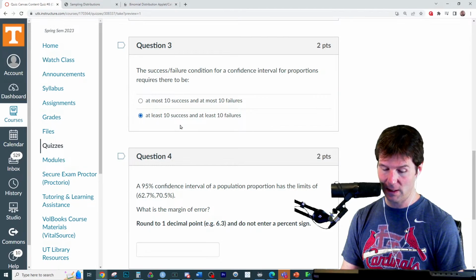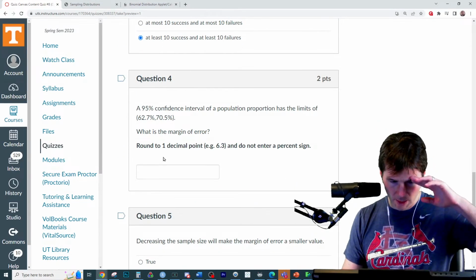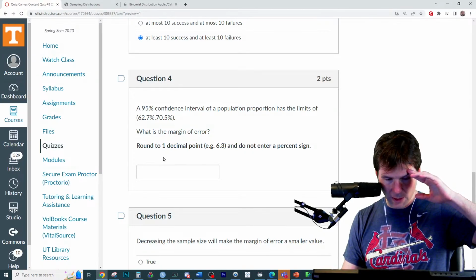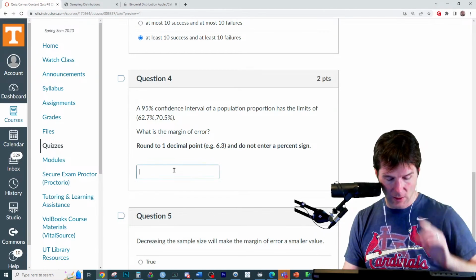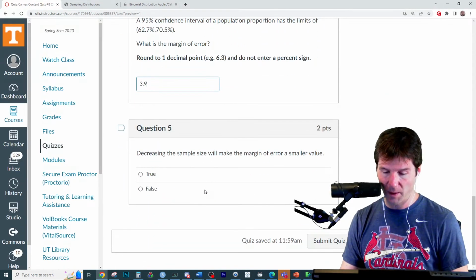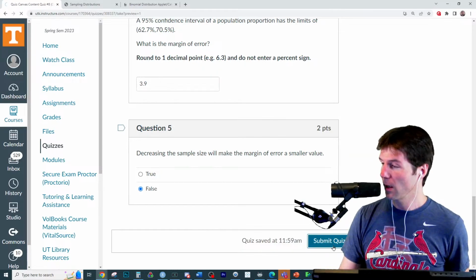We wanted at least 10 successes, at least 10 failures. Take half the length of this interval. I'm going to estimate in my head. That is 8.8, I believe. No, it's 7.8. 7.8 divided by 2 is 3.9. We're guessing. Let's see if we get it right. Decreasing the sample size will make the margin of error smaller. No, it'll make it larger. That is false. Kind of did it really quick right there.